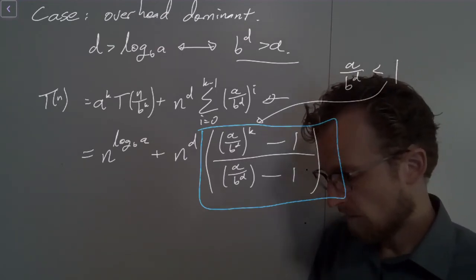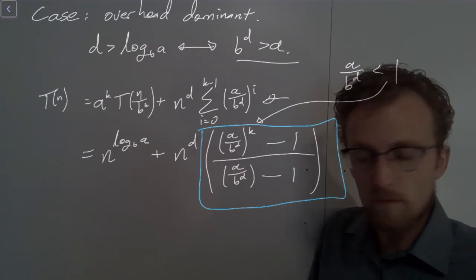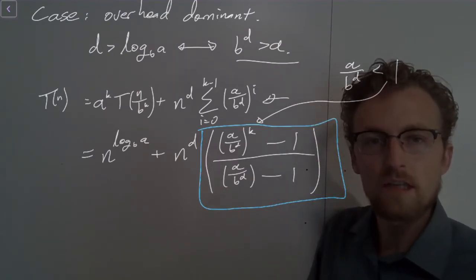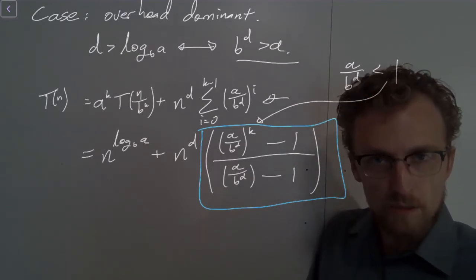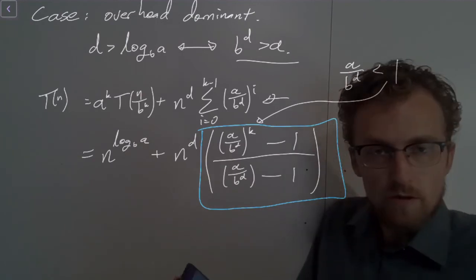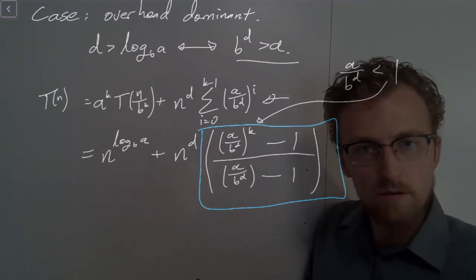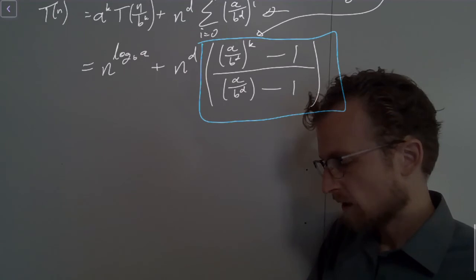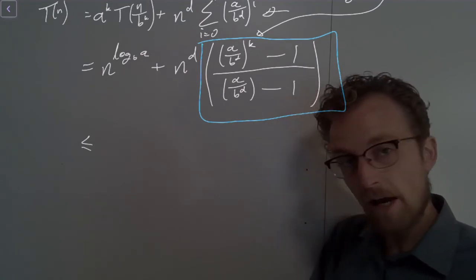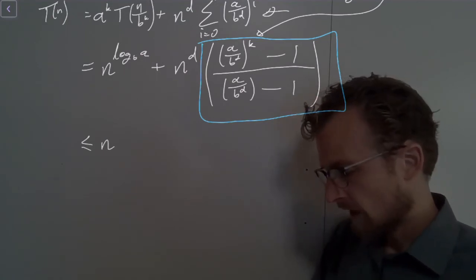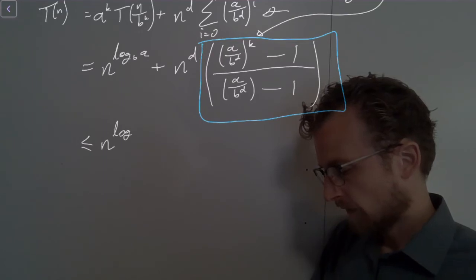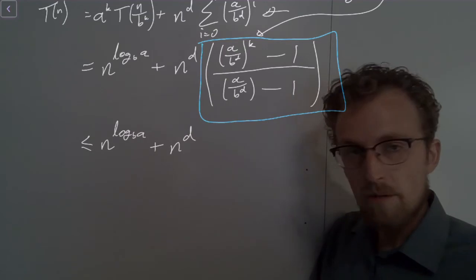Okay, and you can convince yourself of this if you like by actually sitting down and evaluating the limit of this expression as k goes to infinity. Right? So no matter how big k is, this is always upper bounded by some constant. And so what that means is that we can upper bound this entire expression by the following: n to the log base b of a plus n to the d times some constant.